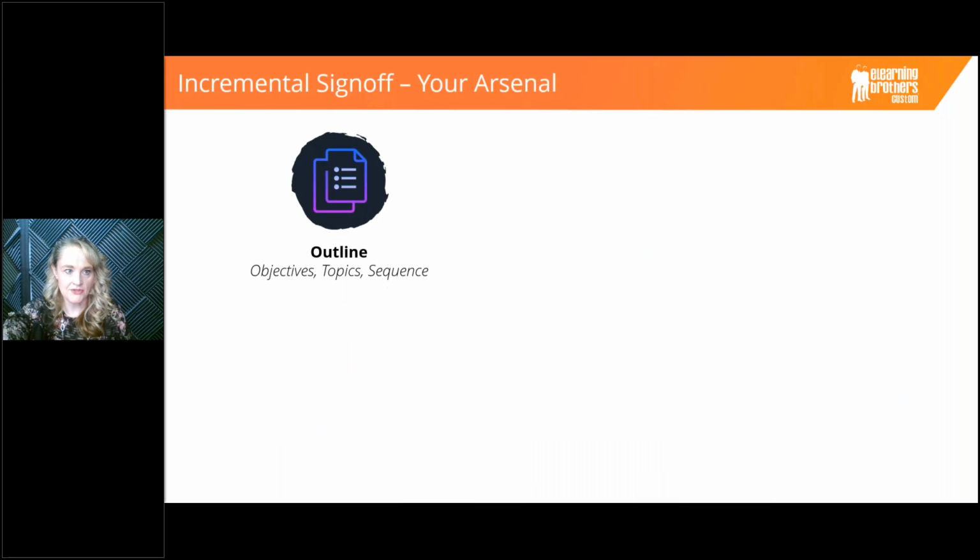So within your incremental sign-off arsenal, there's a variety of different things that you have. And depending on the complexity of your project, one might be more appropriate than others. If you're doing more like a quick and dirty course, you just need to get the information out there, and it doesn't necessarily require a whole ton of extra sign-off. Maybe it is just an outline where you cover off on your topics, the sequence that you're going to use, and your objectives, so that you're making sure that you're assessing the right things, and that at the end of the course your learners are going to walk away from it with what they need to take away from it.